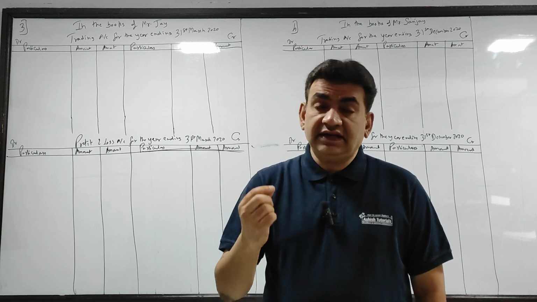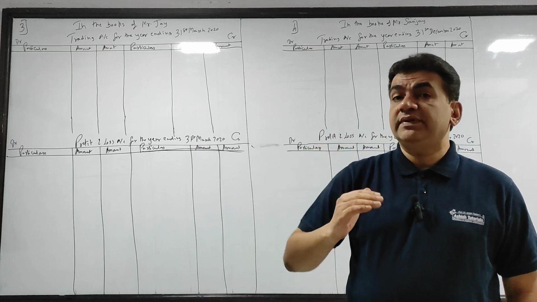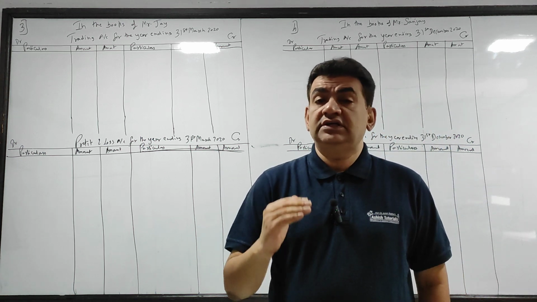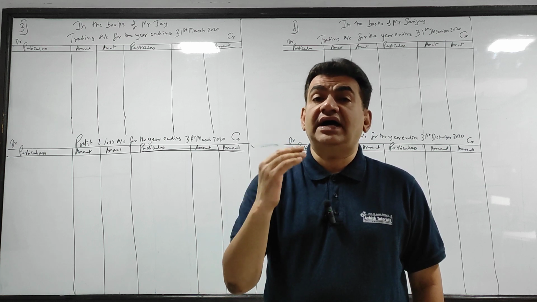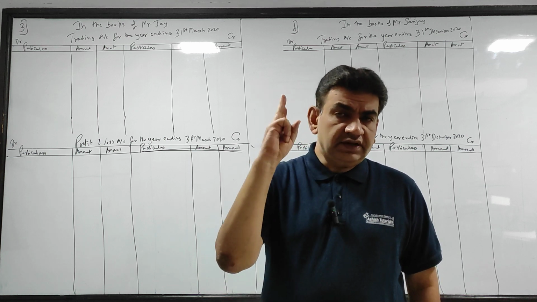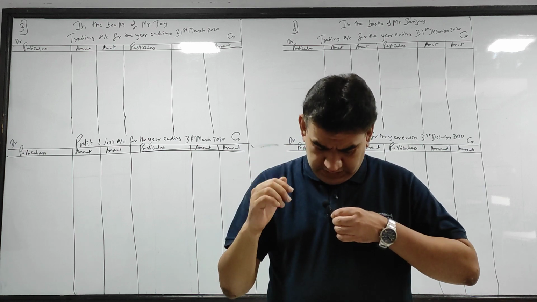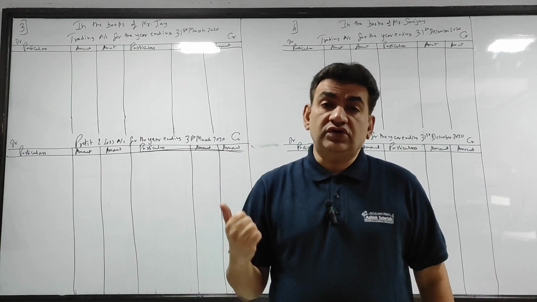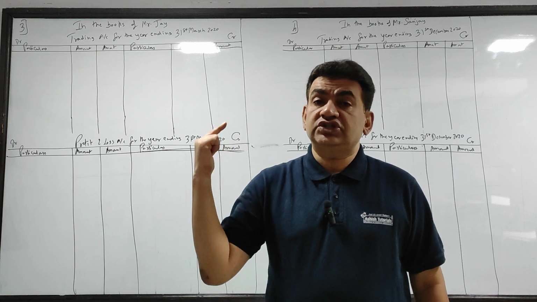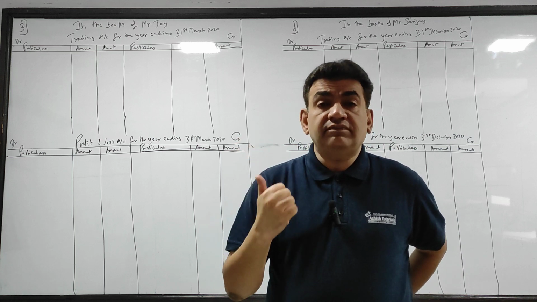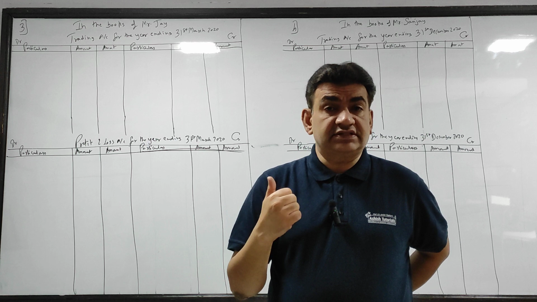Now before I start, I'll just brush up in 2 minutes what we did in the previous class. I explained you the concept of final accounts. Final accounts is the accounts which is prepared at the last stage, that means the last day of the year. Two main motives of preparing final accounts: one, to find out the profit or loss, and second, to know the financial position of business.